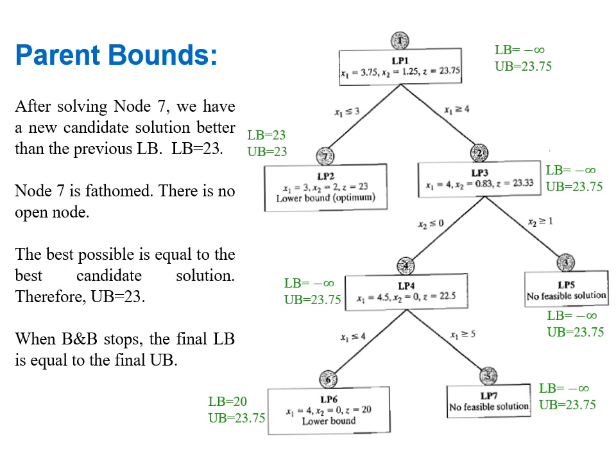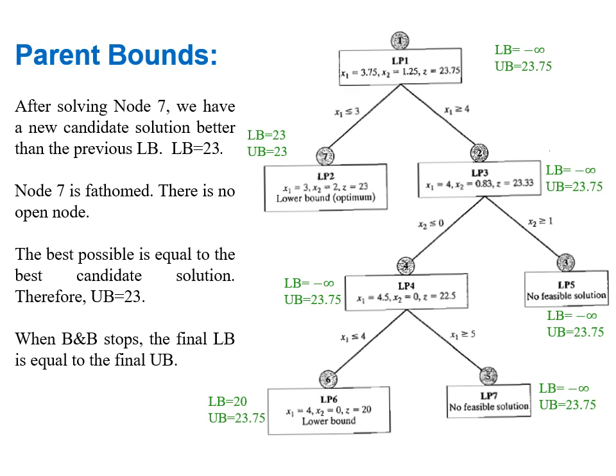Okay, then we solve the only unexplored node, which is node 7. And when we solve it, we see that we come up with a new candidate solution. All decision variables are integer, and its objective function value is 23. Okay, initially the objective function value was 20. When we solve it, we found the solution with objective function value 23, and we are trying to maximize. So for a maximization problem, this 23 is better than 20. Therefore, we update our lower bound from 20 to 23. Okay. What about the upper bound?